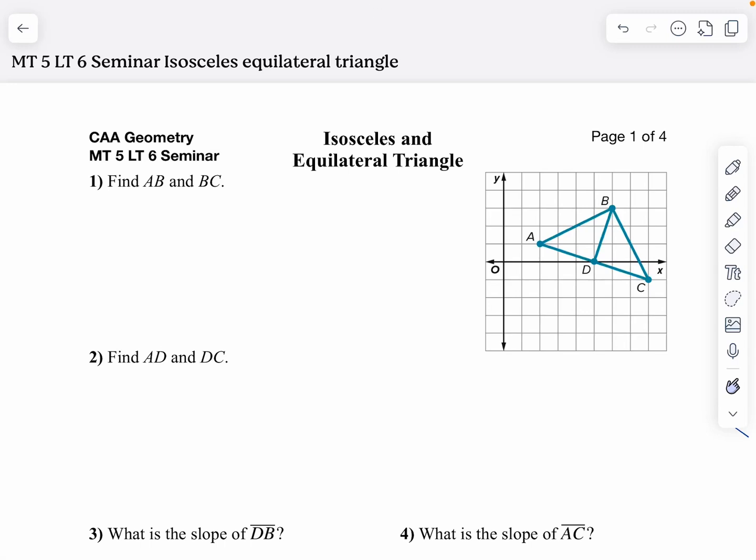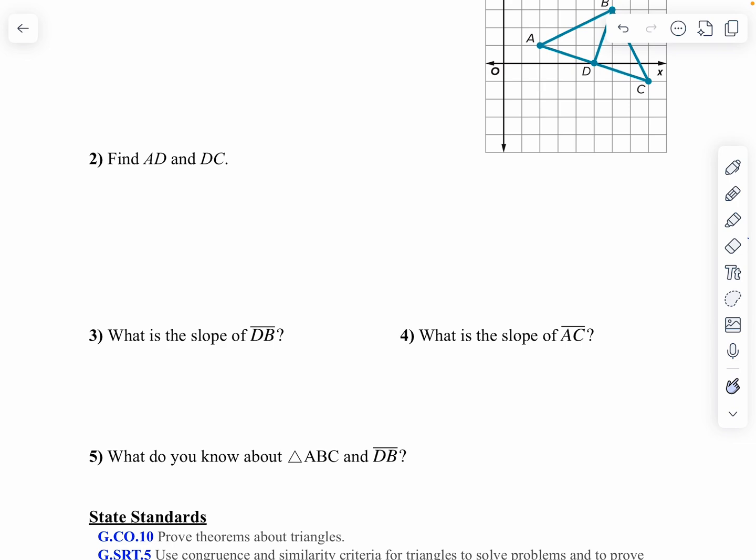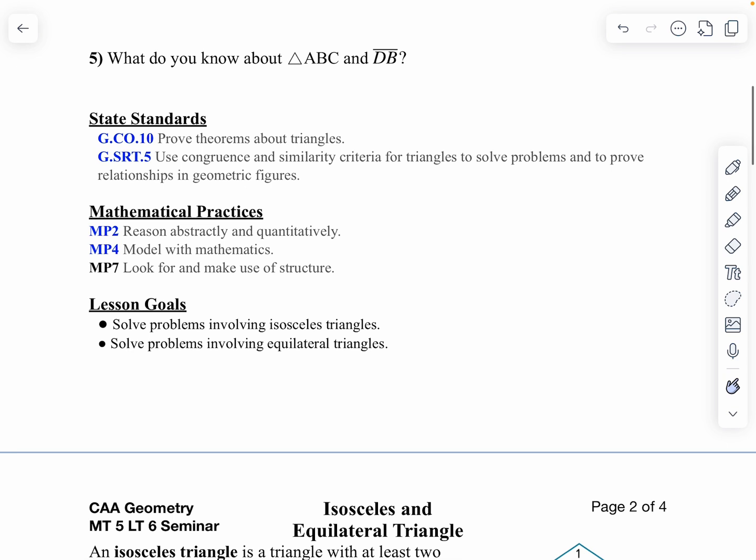Let's take a look at your seminar on isosceles and equilateral triangles, MT5, LT6. As normal, do the first 5 questions and then come back and we'll continue on the seminar. What I want you to do today, if you haven't figured it out just by the name, is solve problems involving isosceles triangles and equilateral triangles.